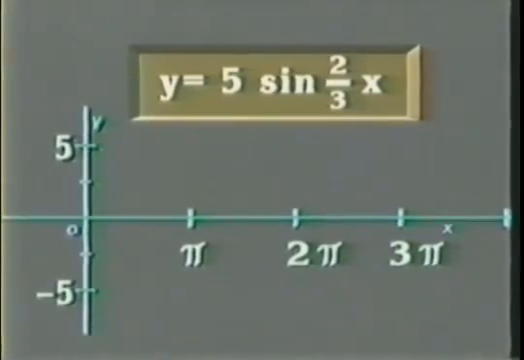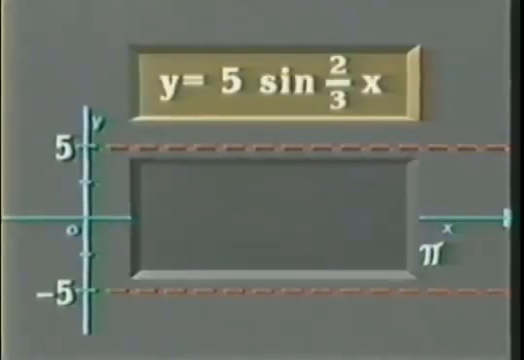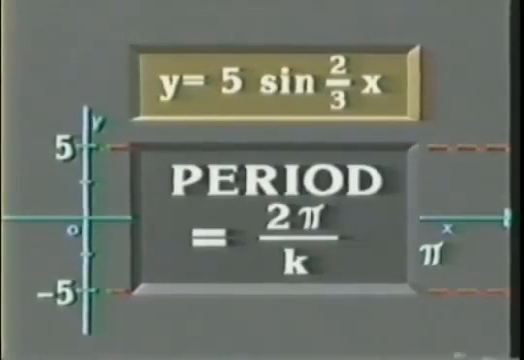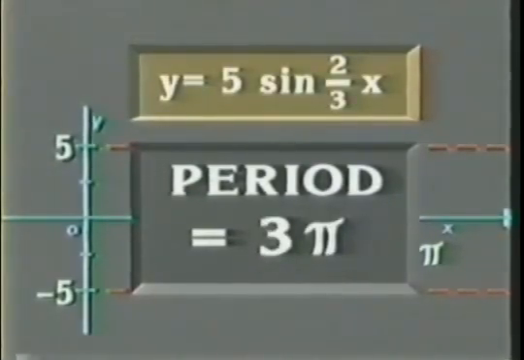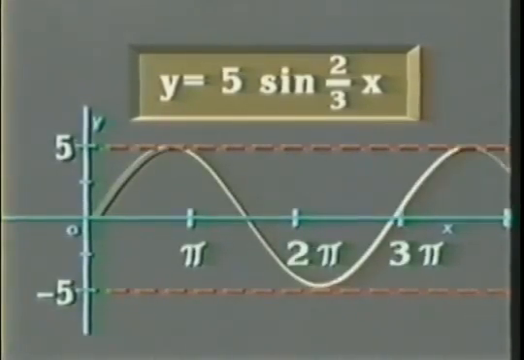Let's try y equals 5 sine 2/3 x. The amplitude is 5, so the curve meanders between these lines. k is 2/3, so the period is 2 pi over 2/3, or 3 pi. And the curve looks like this.